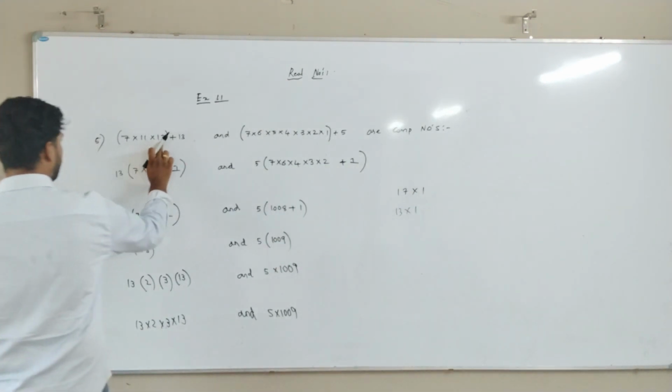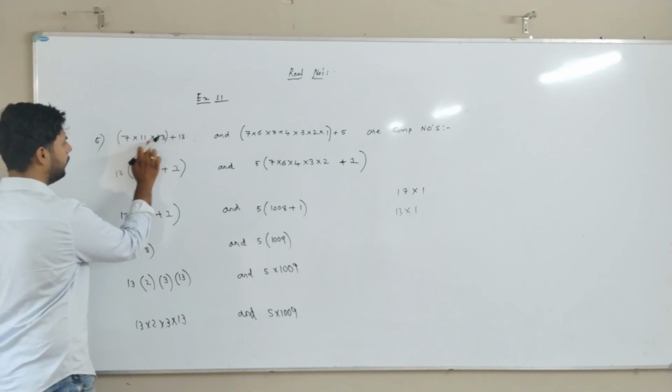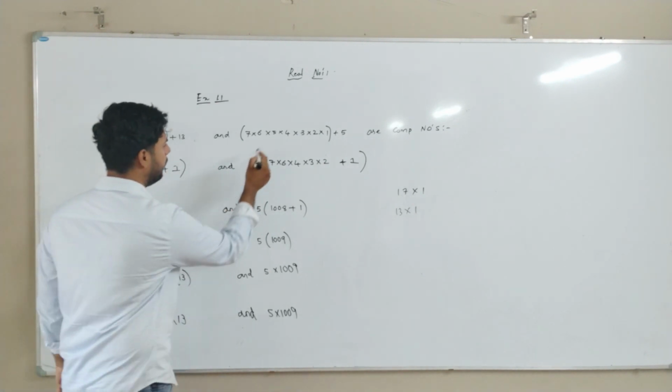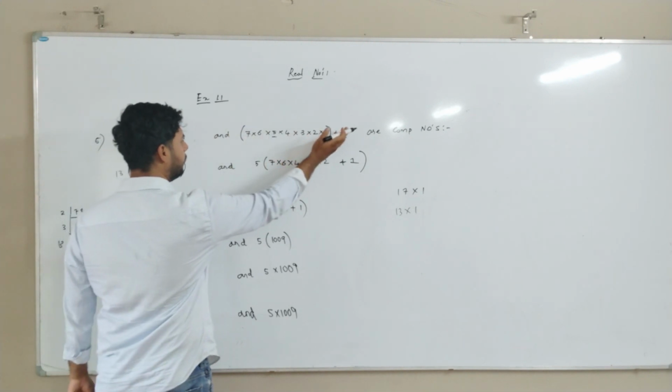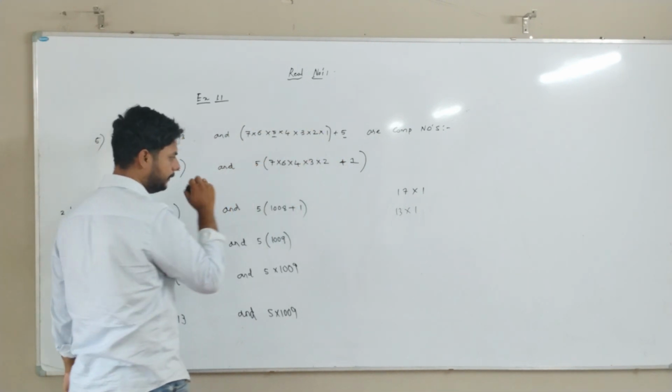First I saw 13 common here, also 13 here, so I took 13 outside. 7 into 11 plus 13 means 1, since 13 has gone outside. Similarly here, I saw 5 and 5 as common. I took 5 outside from here also. Here leave 5, and if you take 5 outside, 1 will remain.